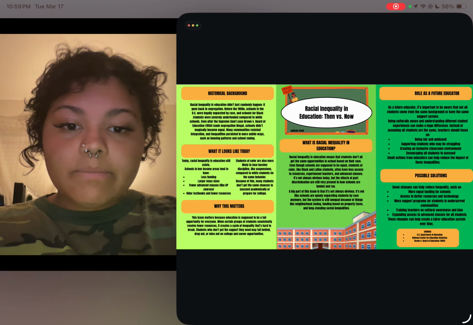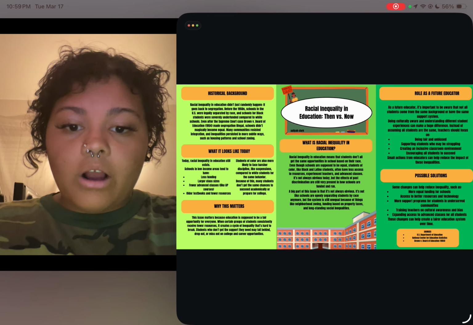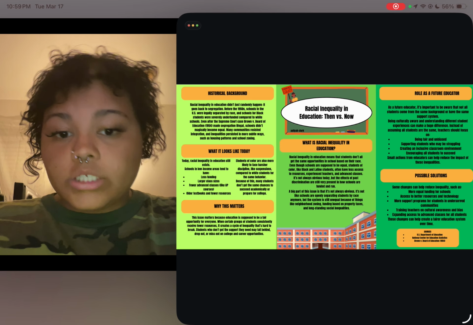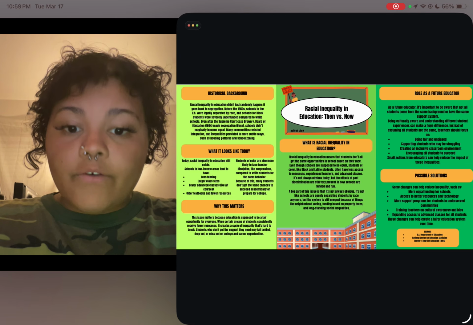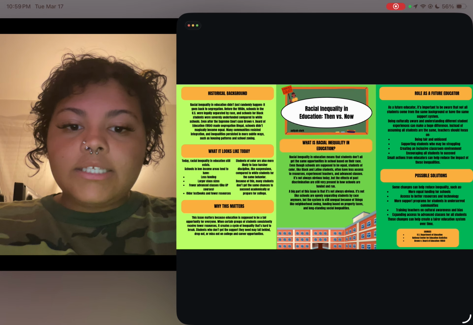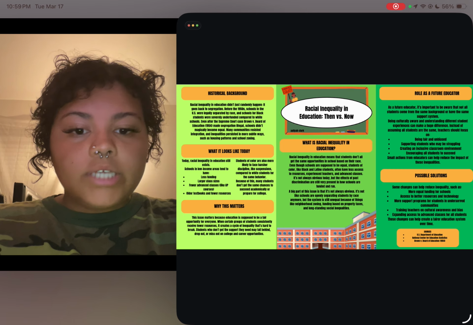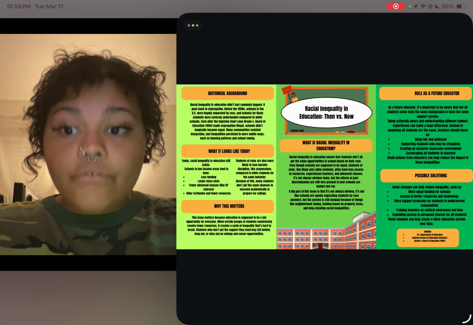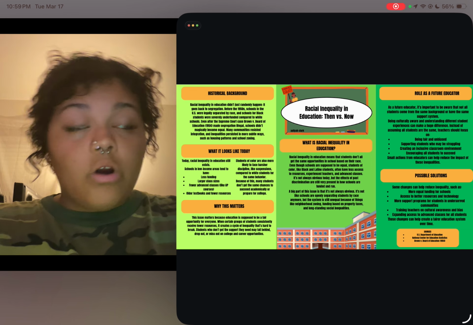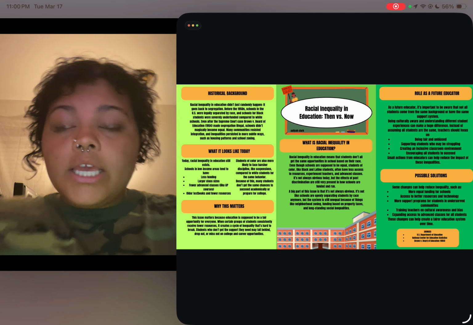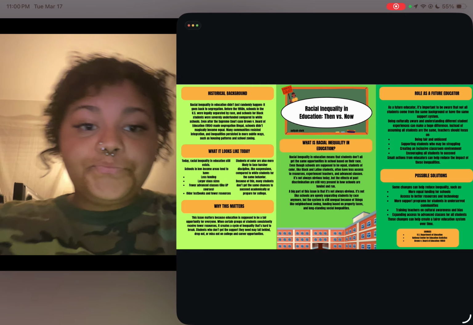And why does this matter? This issue matters because education is supposed to be a fair opportunity for everybody across the board. When certain groups of students consistently receive fewer resources, it creates a cycle of inequality that is hard to break. Students who don't get the support that they need will fall behind, drop out, or feel unmotivated, and then this leads to a lack of opportunities like college or careers.